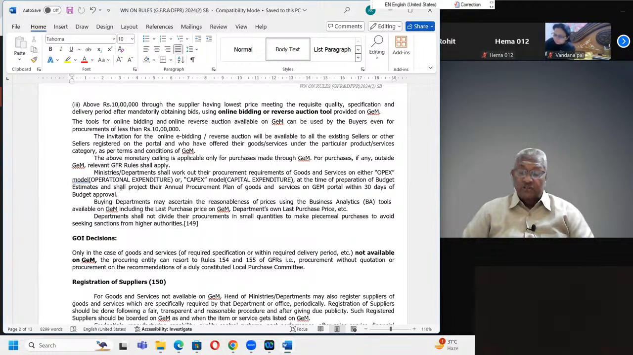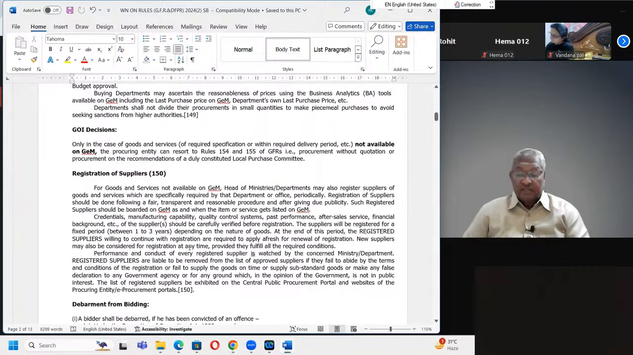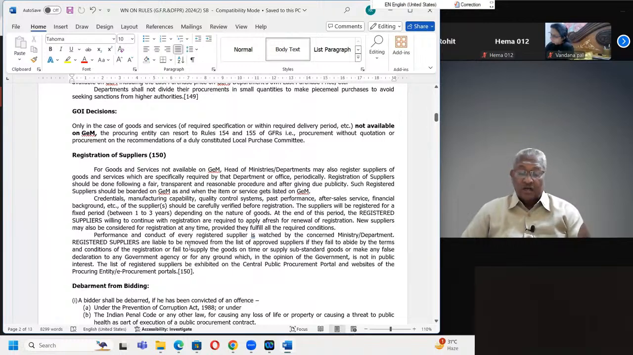Only in the case of goods and services not available on GEM, the procuring entity can resort to rules 154 and 155 of DFPR, that is procurement without quotation or procurement on the recommendation of a duly constituted local purchase committee. So the limitations we have seen so far are with regard to purchases of items available on the GEM portal. For items you require that are not found on the GEM portal, in that case you have to follow other rules, 154 and 155.